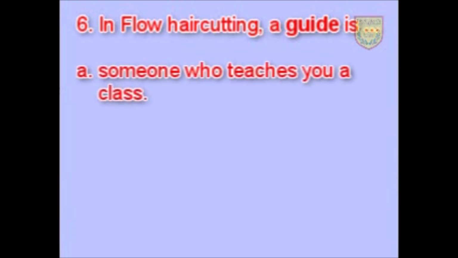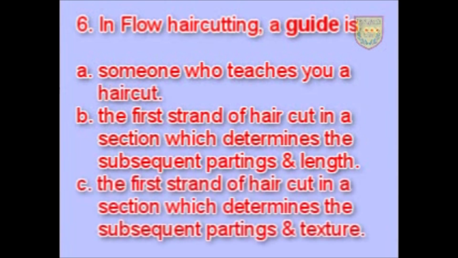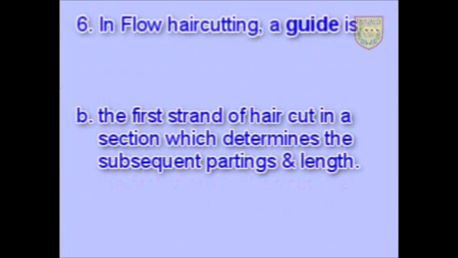Number 6, in the Flo hair cutting system, a guide is A, someone who teaches you a class. B, the first strand of a haircut in a section which determines the subsequent partings and length. C, the first strand of hair cut in a section which determines the subsequent partings and texture. If you answered B, the first strand of hair cut in a section which determines the subsequent partings and length, you are correct.